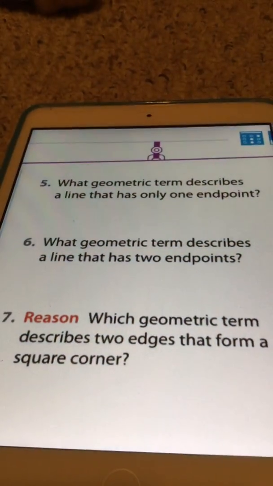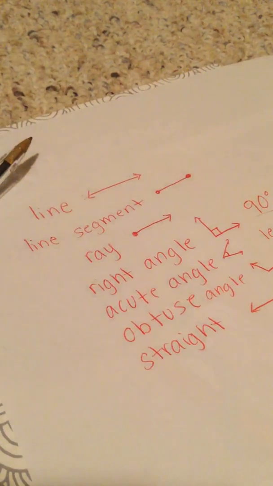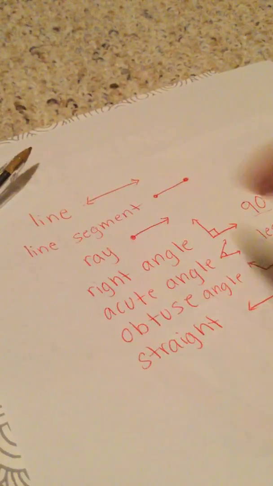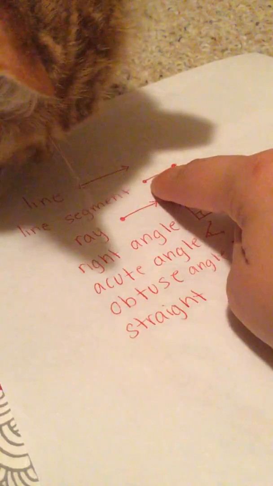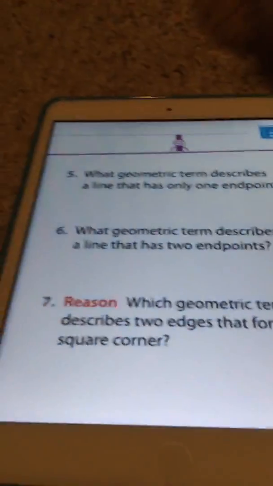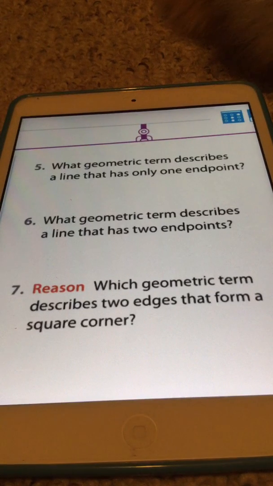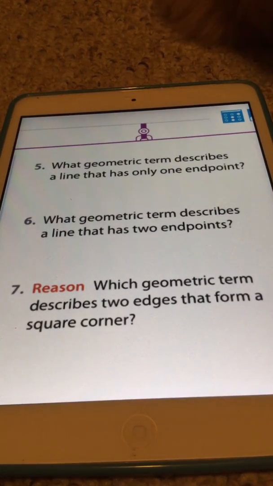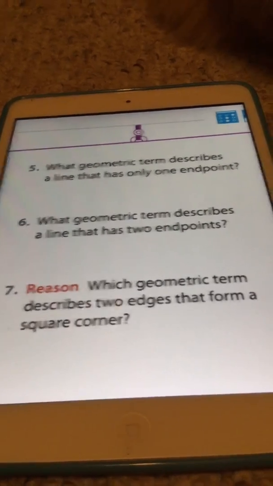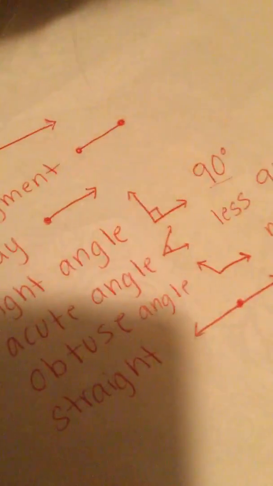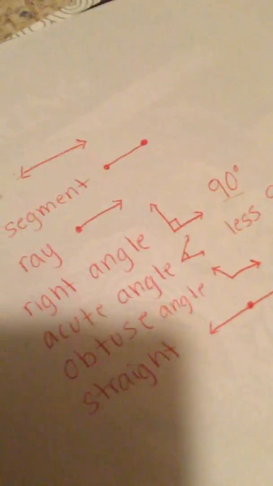This lesson's a lot of vocabulary. What geometric term describes a line that has 2 endpoints? You see why we started with the vocab? 2 endpoints. There's the one that has 2 endpoints. It is line segment. Okay? Number 7, which geometric term describes 2 edges that form a square corner? So remember we talked about this one, a square corner? That was the right angle.